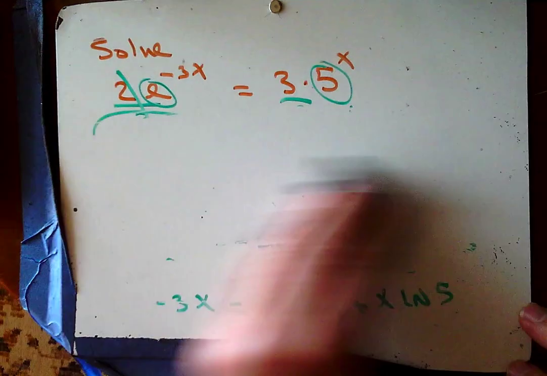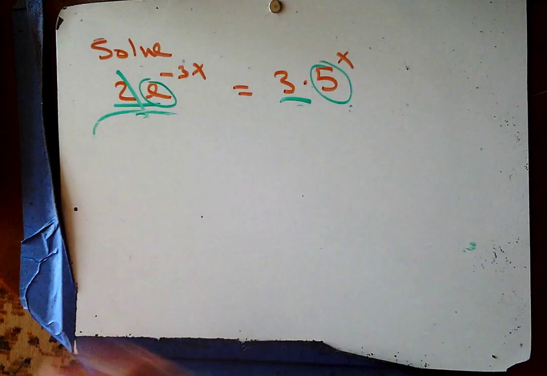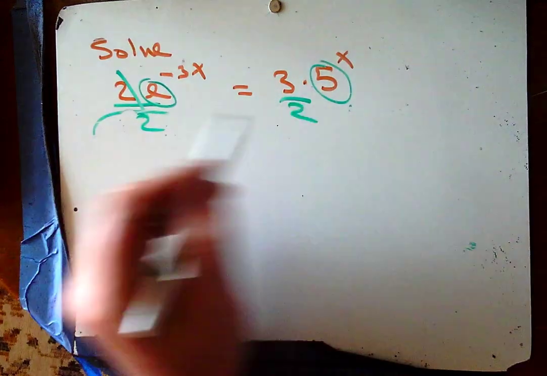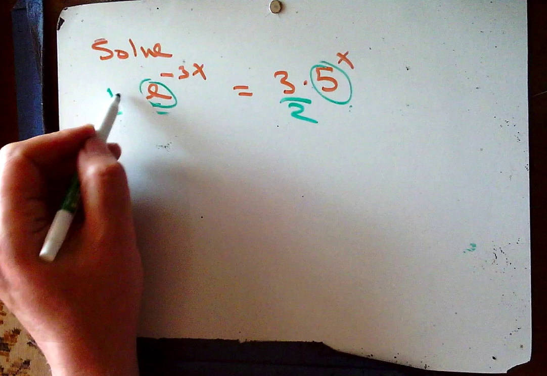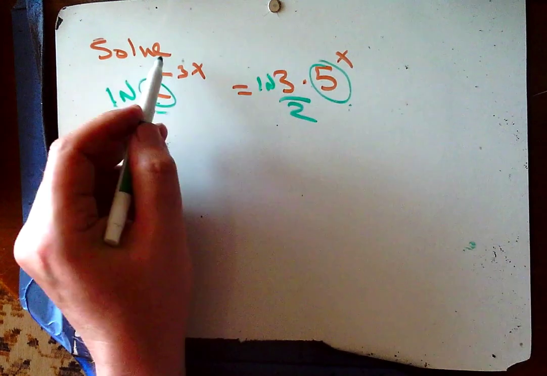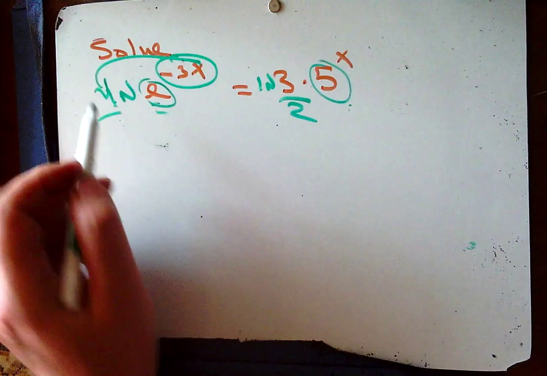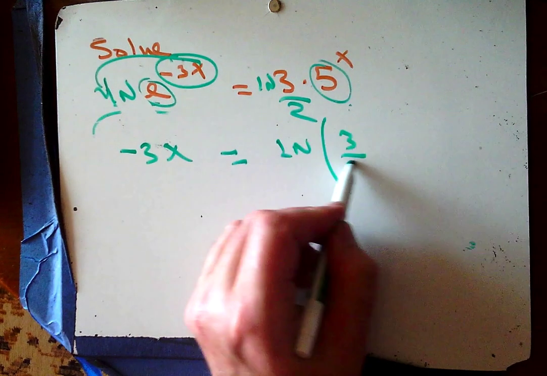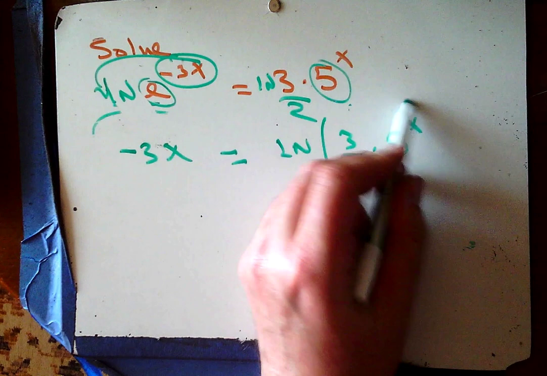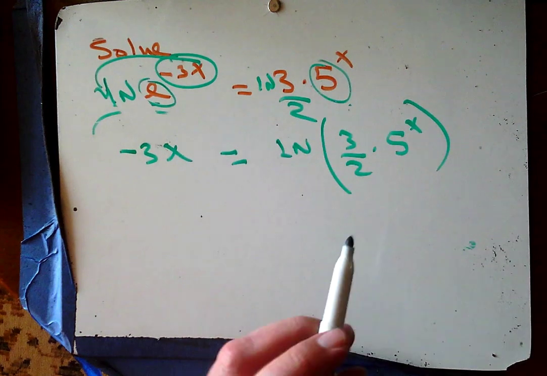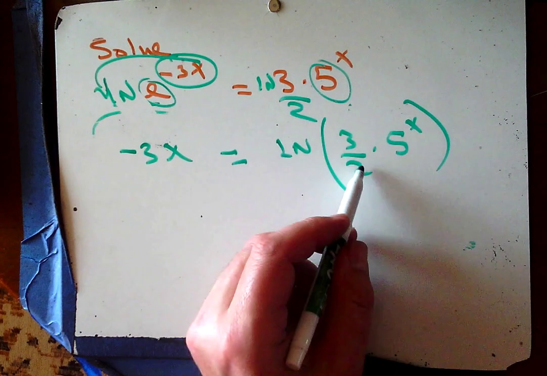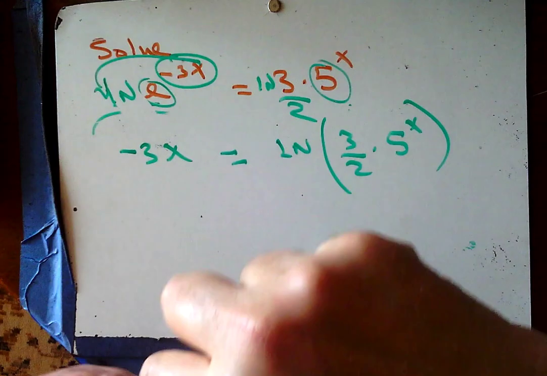Let's review what we did there. We isolated the e to the power by dividing by 2. Then we took the ln of both sides. We were able to bring this down and have negative 3x, but over here we were kind of sad because we had this. What I needed to go further in this problem algebraically was to break this up with my log properties.